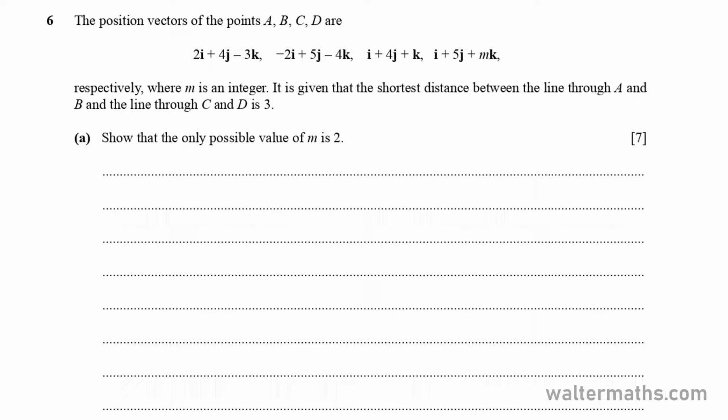Okay, so let's make use of the information given. Here we're talking about a line through A and B. So let's find the vector equation of this line. So that's a line through A and B. Now I prefer to use column vector form.